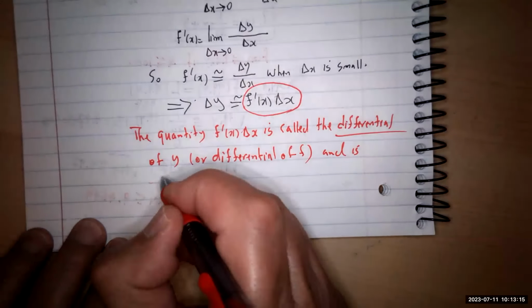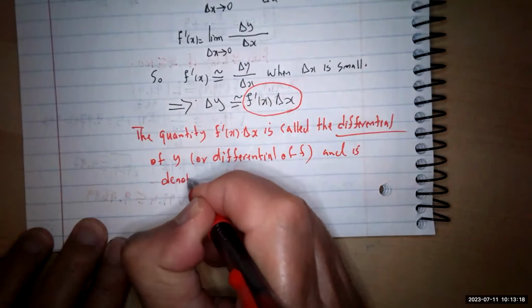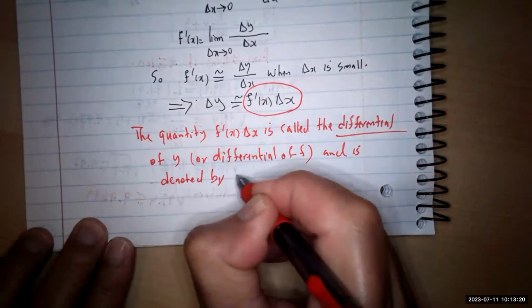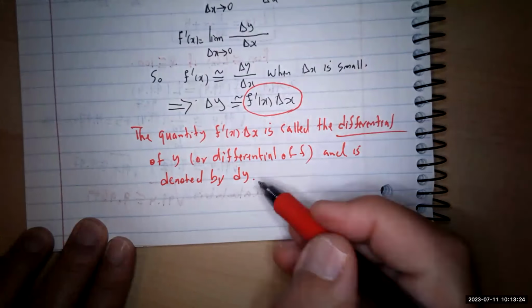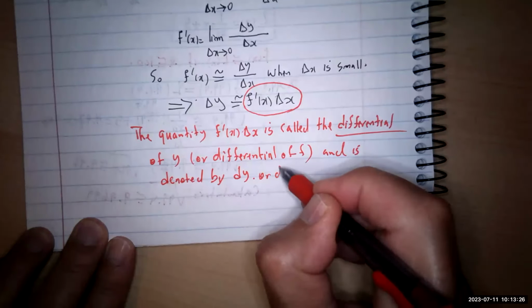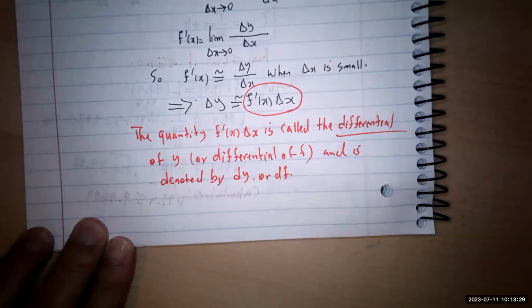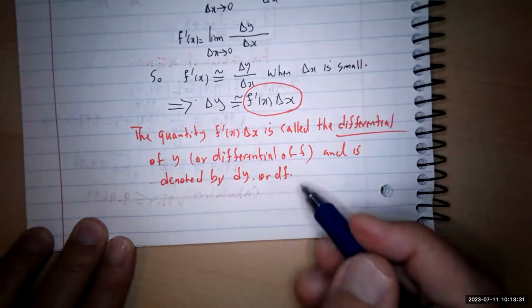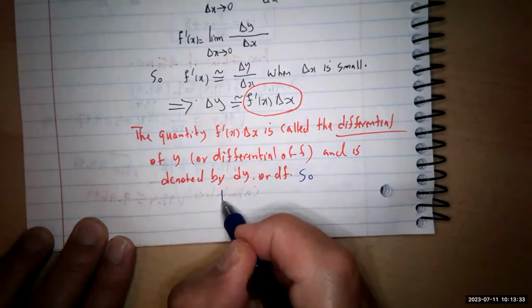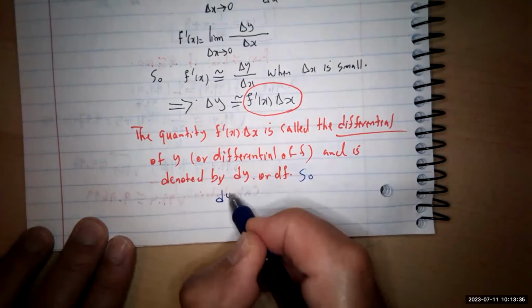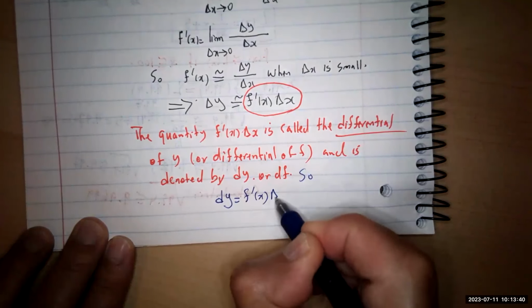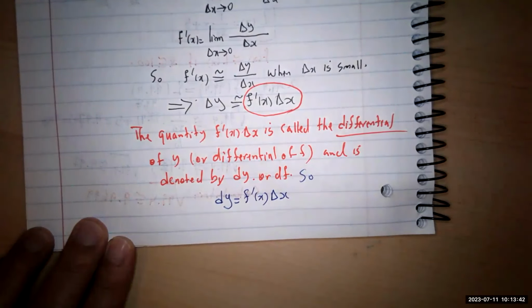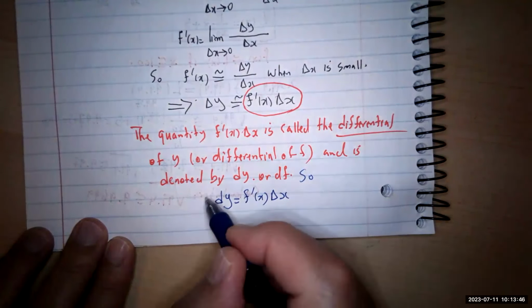Okay, is denoted by dy, differential of y, or df. So differential of y is going to be equal to the derivative of the function times delta x. Okay, that would be differential of y.